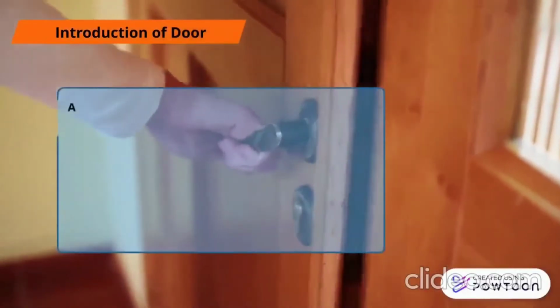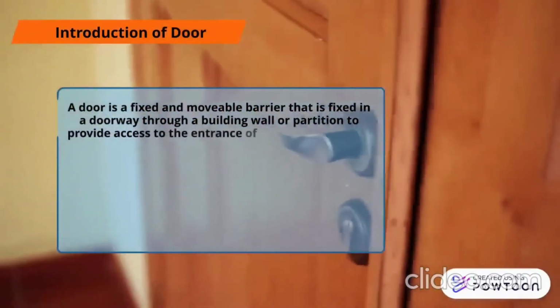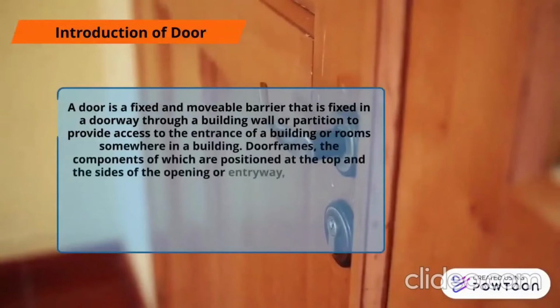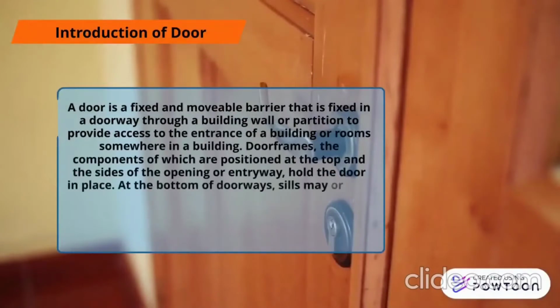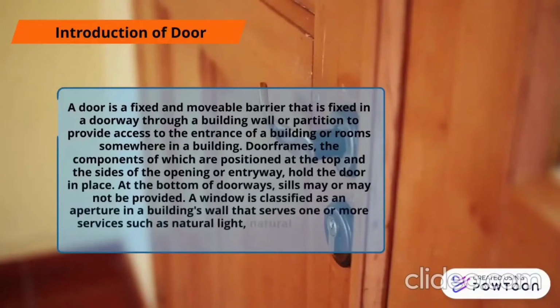Introduction of door. A door is a fixed and movable barrier that is fixed in a doorway through a building wall or partition to provide access to the entrance of a building or room somewhere in a building. Door frames, the components of which are positioned at the top and the sides of the opening or entryway, hold the door in place. At the bottom of doorways, sills may or may not be provided. A window is classified as an aperture in a building's wall that serves one or more services such as natural light, natural ventilation, and vision.